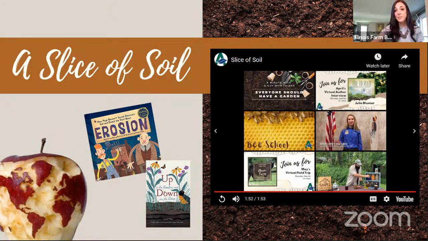The two books that I have up here on the screen are awesome books to be paired with anything when you're talking about erosion, dirt, soil health, microbes, anything like that. Our first book is Erosion: How Hugh Bennett Saved America's Soil and Ended the Dust Bowl, by author Darcy Pattinson. Basically it's about Hugh Bennett, who was the founder of the NRCS, which is Natural Resources Conservation Service.